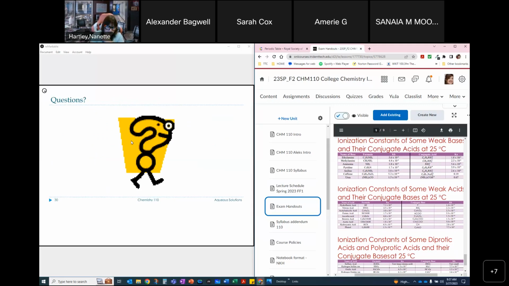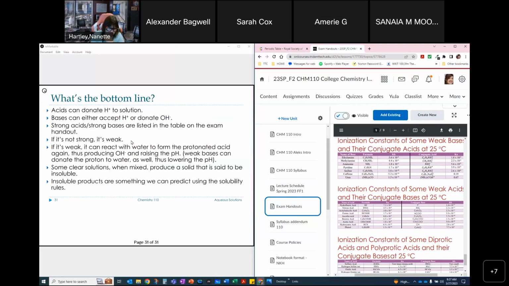So any questions, comments, problems about what we did today? So what are the things that you need to take away from what we talked about today? Acids can donate H+. Bases can either accept H+ or donate OH-. Strong acids, strong bases are listed on the table in the exam handout. If it's not strong, it's weak. If it's weak, it can react with water to form the protonated acid again, thus producing OH- and raising the pH. Weak bases can donate the proton to water as well, thus lowering the pH. So it depends on which one we have, weak base, weak acid.